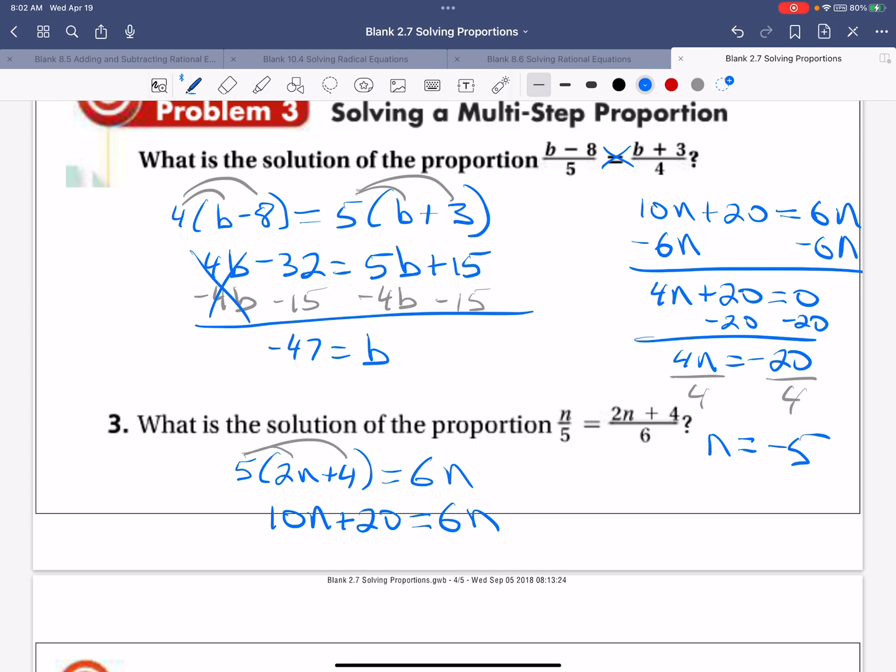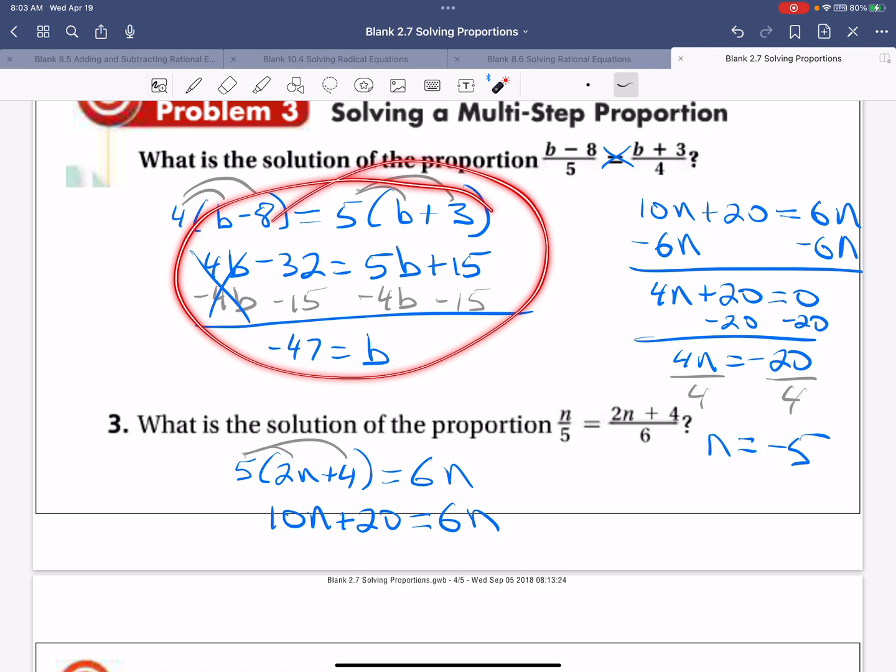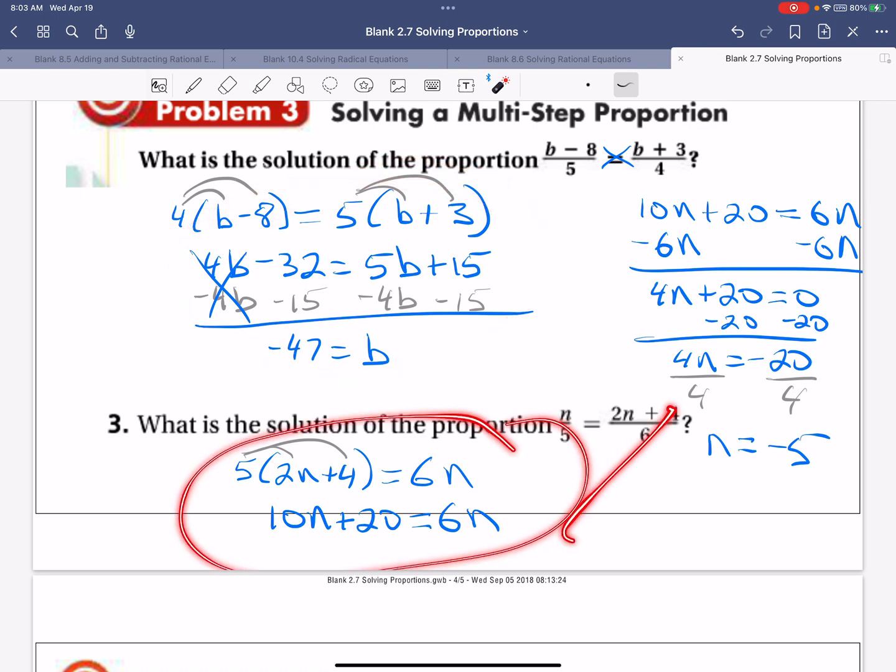Okay. So now we're solving multi-step proportions, right? It says right up here. Try to get in the habit of reading what these problems say. Solving multi-step proportions, so you know you're going to have multiple steps in one problem here and here.